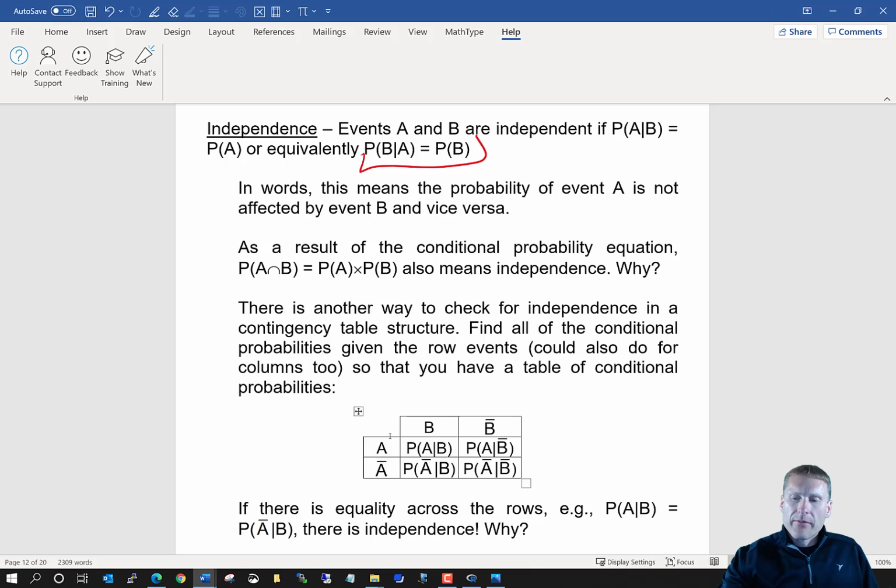Well, why? Well, think of it this way. I don't care if B occurred or not. The probability of A is still going to be the same. Thus, A and B are independent. That's the way to think about independence here.